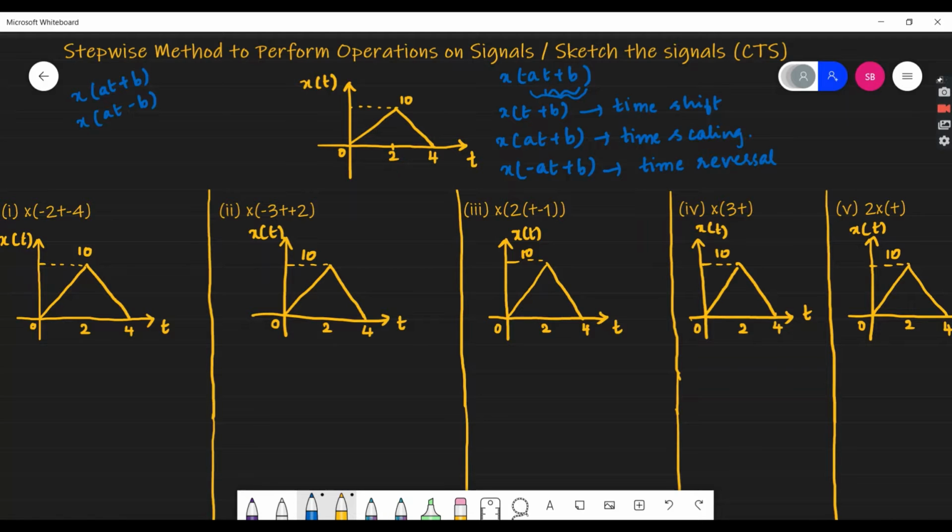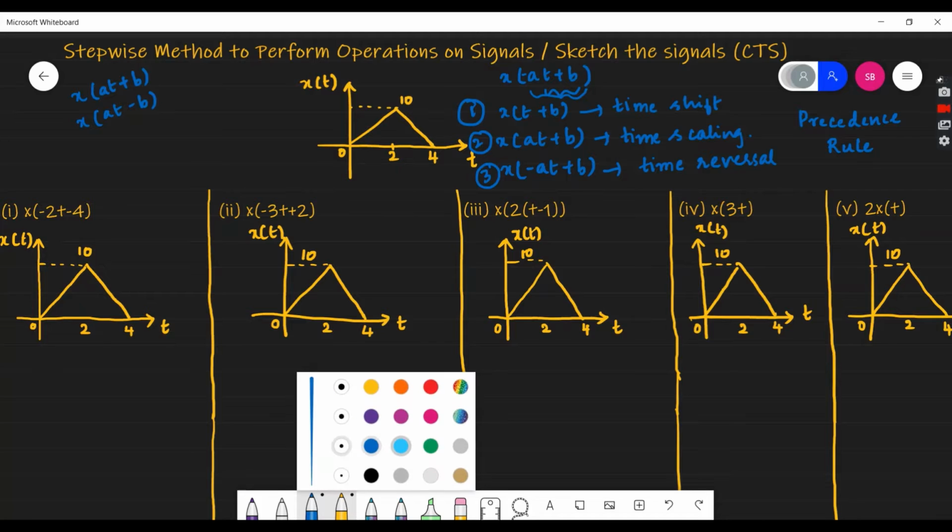Whenever you have a mix of these operations, we make use of an important rule in signals called the precedence rule. According to this rule, when there is a mix of all the operations in a single question, first I perform the time shift operation, then time scaling, and then time reversal. We will keep this concept in mind and start solving these problems.